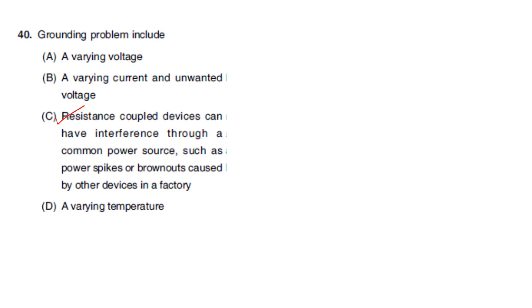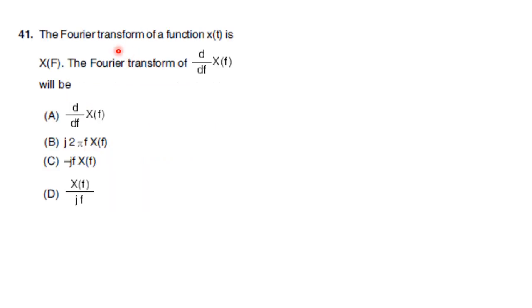Option C is correct. The Fourier transform of a function x of t is X of f. The Fourier transform of d by df X of f will be. So here it is asked to find d by df X of f. Therefore, this function should be x of f. Though where t is mentioned, therefore it should be x of f.